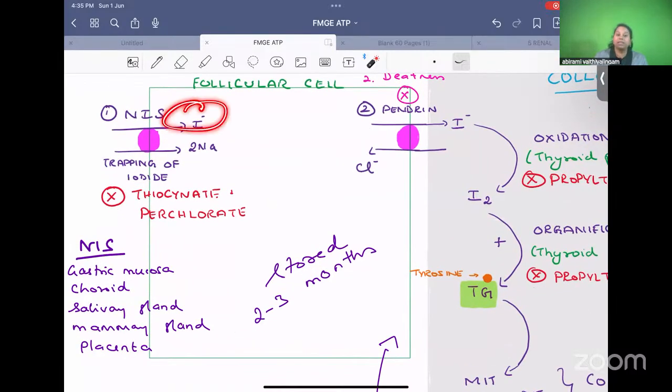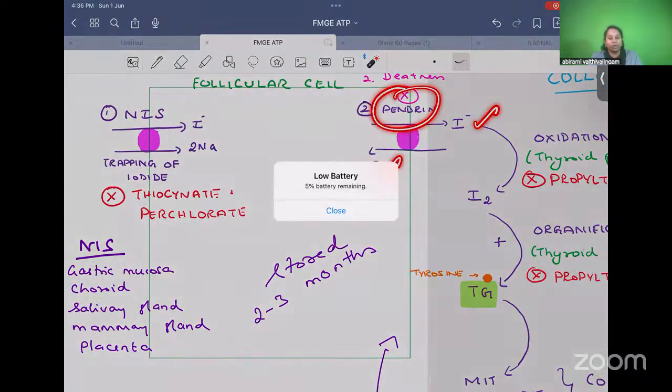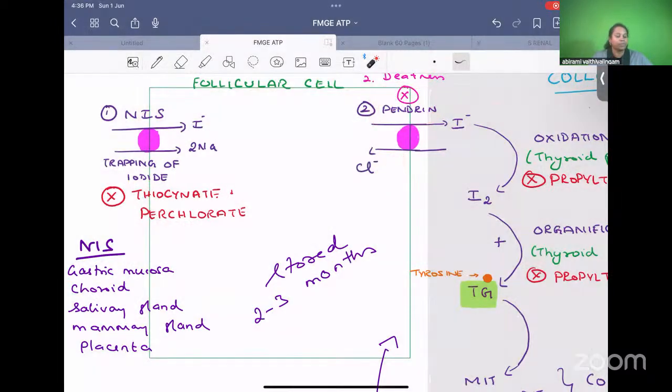Iodide has been trapped by the follicular cell. This iodide crosses the follicular cell. On the other side, by the transporter called pendrin, it moves into the colloid. Pendrin is an iodide-chloride anion exchanger. It will send iodide into the colloid. In exchange, chloride enters into the follicular cell. It is an iodide-chloride anion exchanger.